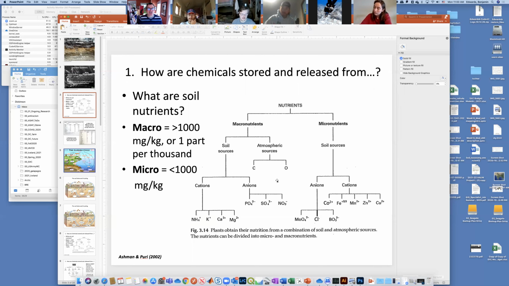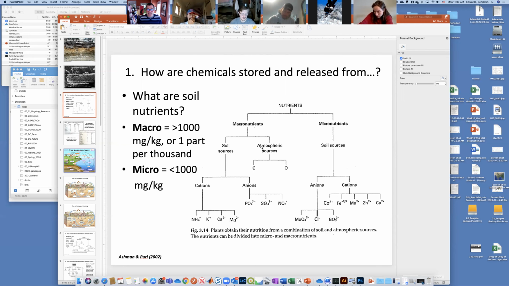Most oxygen that's actually used for things like respiration is from oxygen gas. And that's one of the reasons why it's important to have pore space in soils, because you need to have air in the soil, because there are things that are extracting the oxygen from that air. Most micronutrients are actually from the soil. But we have these two different sources for nutrients.